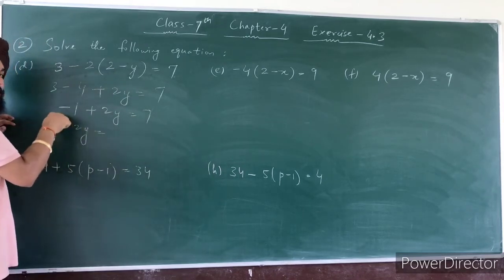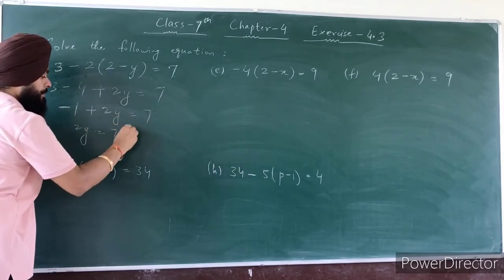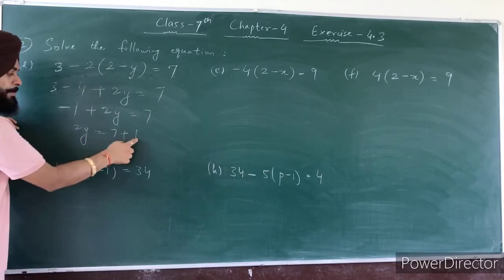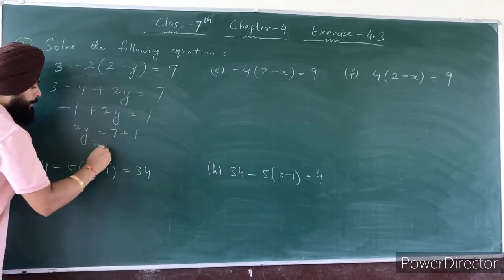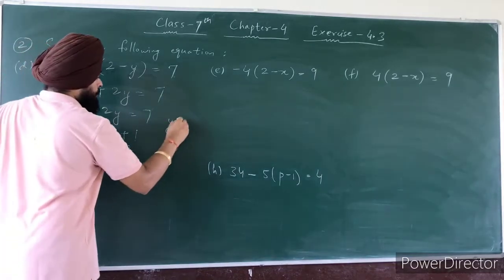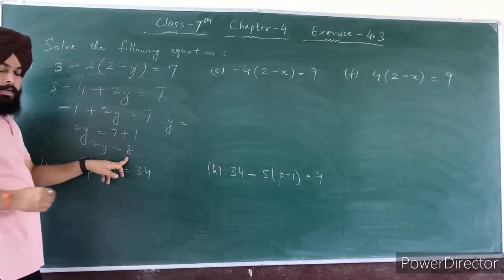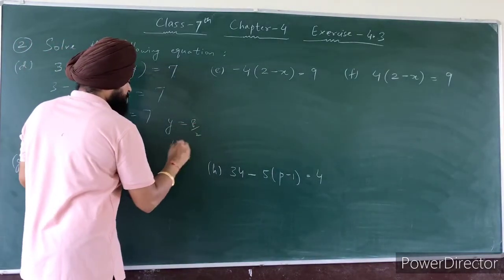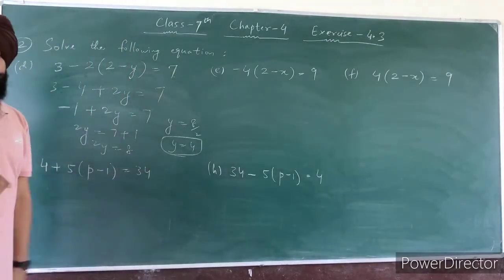Now you can take this minus 1 to the right hand side, it is plus 7, plus 1. Now 7 plus 1 is 8. And 2y is equal to 8. Or this 2 is divided into 8. So 8 by 2 is how much? 4. The value of y is 4 here.